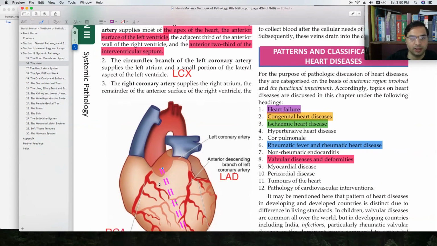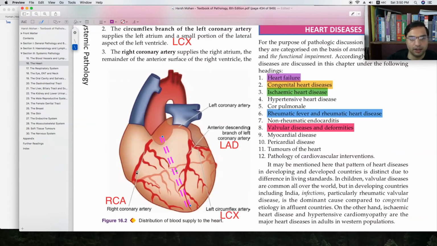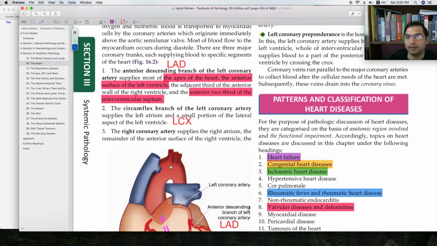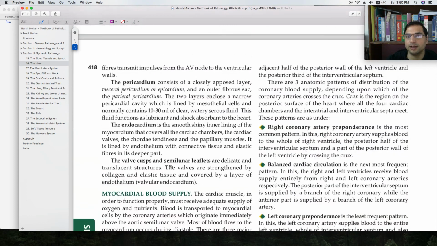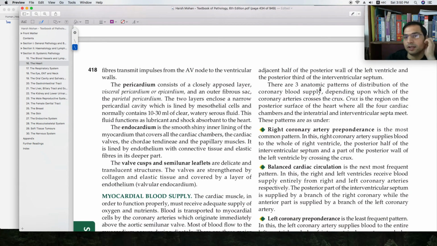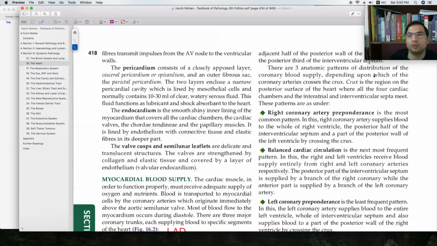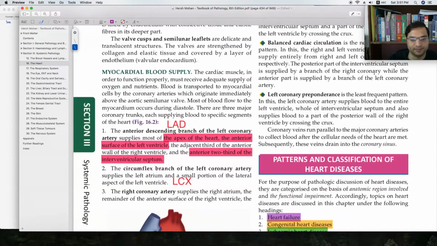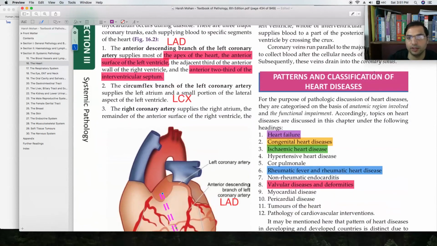So this right coronary artery goes back, from here to the back of the heart. You can see it goes from here to here, and it also supplies some part of the left ventricle as well, right? So the adjacent half of the posterior wall of the left ventricle is also supplied by it, right? So you have to read this.